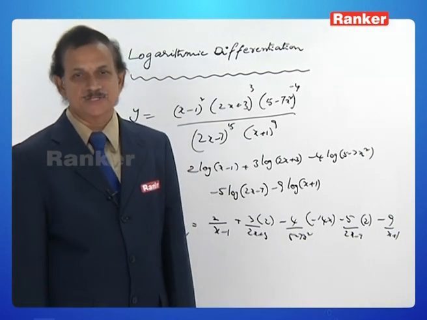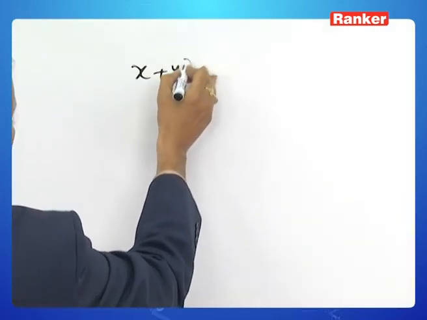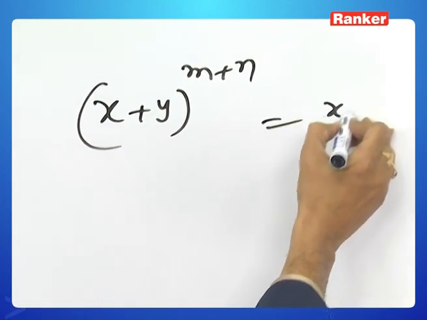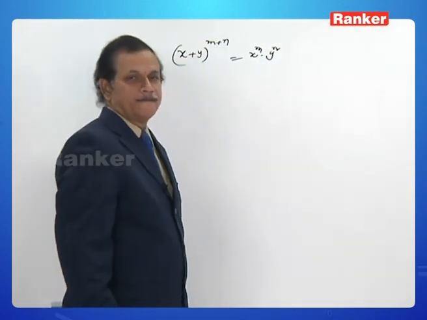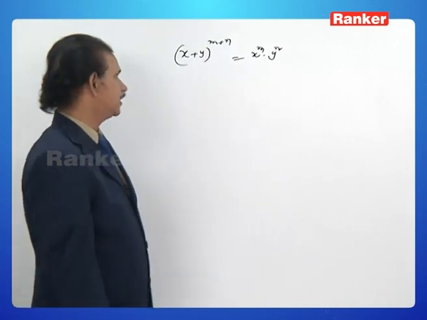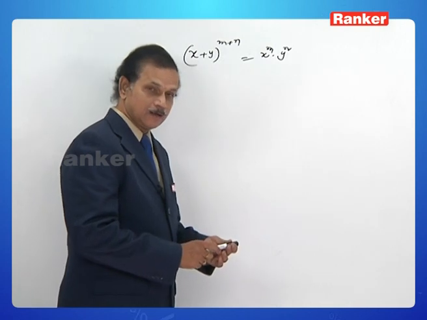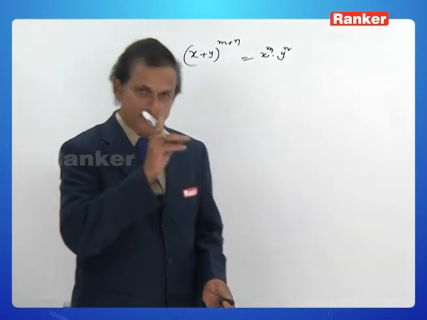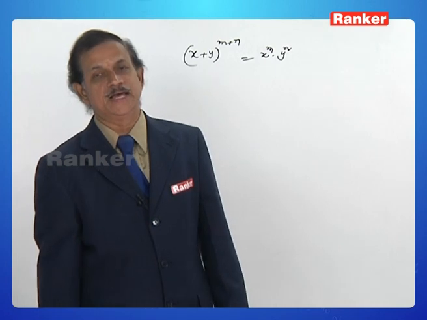Nobody can save it. Okay, one more such thing we observe. x plus y whole to the power of m plus n is equal to x power m into y power n. That is a beautiful concept. It is an implicit function of x and y, and logarithmic differentiation is inevitable there.